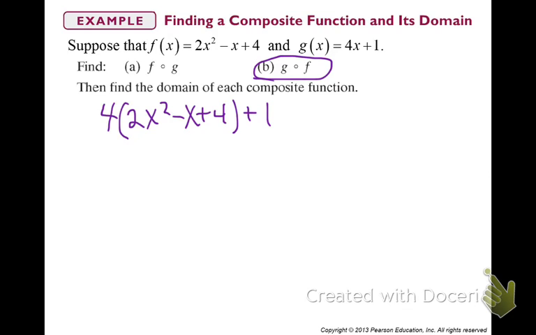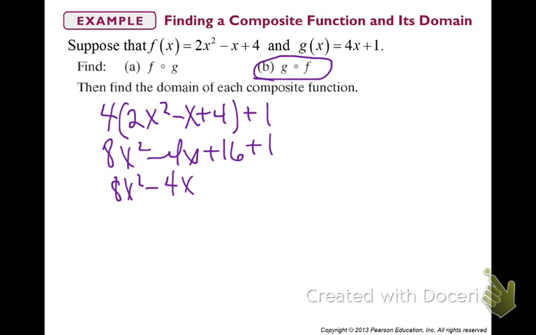So what would we do here? We would distribute. So that would give us 8x squared minus 4x plus 16 plus 1. Can we do anything to that? Yes, we need to combine those like terms. 8x squared minus 4x, which would give us plus 17.